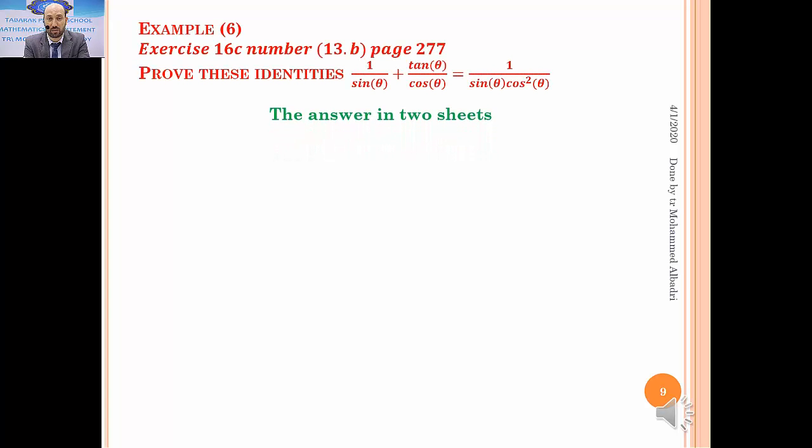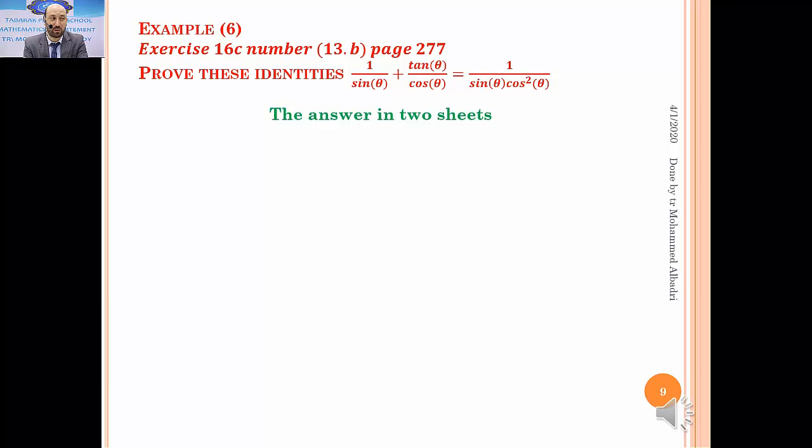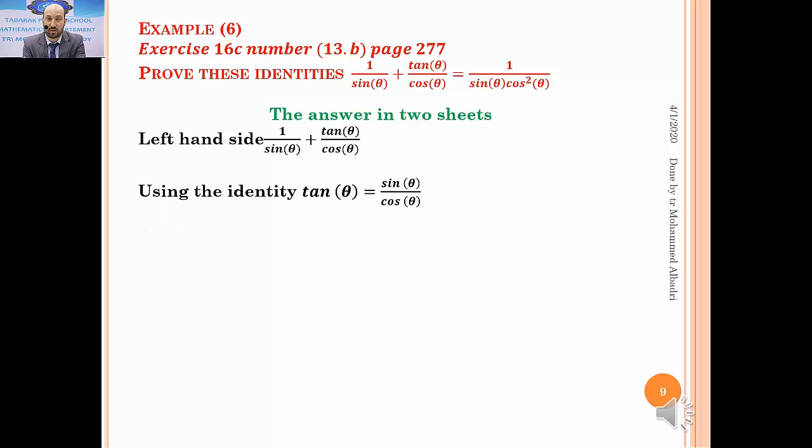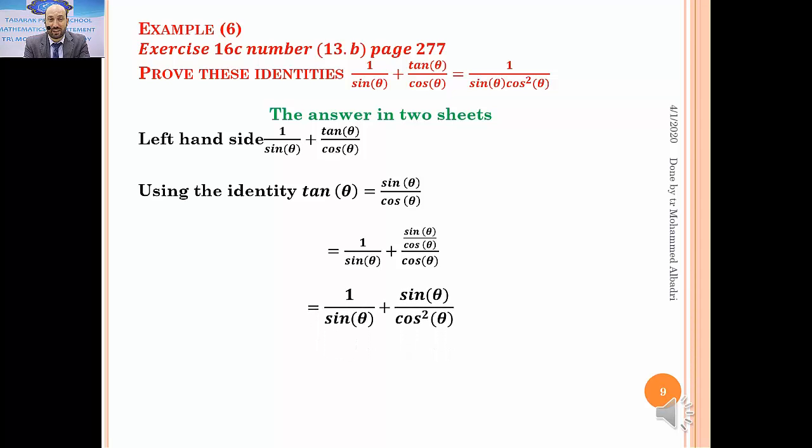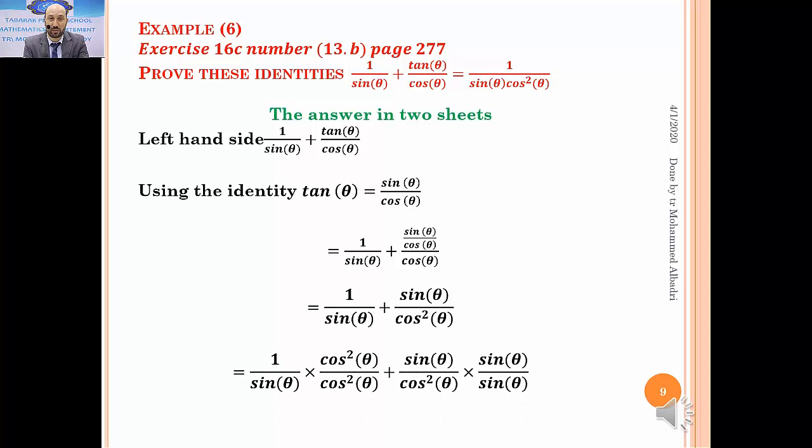And for example 6, exercise 16c, number 13b, page 277, we have to prove 1 over sine theta plus tan theta over cosine theta equals 1 over sine theta cosine squared theta. The same idea: we know the identity tan theta equals sine theta over cosine theta. So 1 over sine theta plus sine theta over cosine theta over cosine theta, which means cosine times cosine equals cosine squared. So 1 over sine theta times cosine squared over cosine squared, plus sine theta over cosine squared theta times sine theta over sine theta.